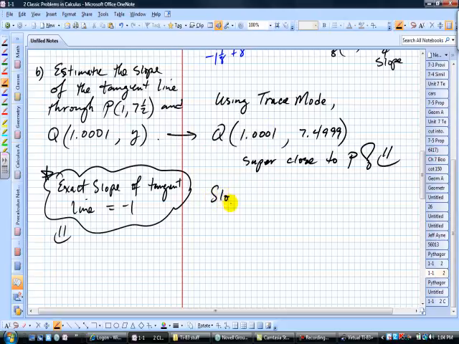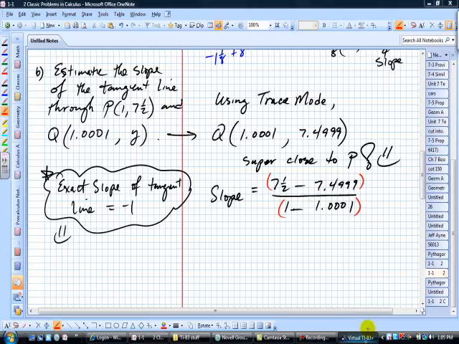So here we go. Let's get the slope. So the slope is equal to y2 minus y1, so 7.5 minus 7.4999 divided by 1 minus 1.0001. And we do this on the calculator. Now, when you do it on the calculator, make sure that you include parentheses around the numerator and denominator, because otherwise you won't get the same value.